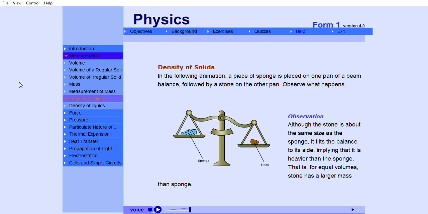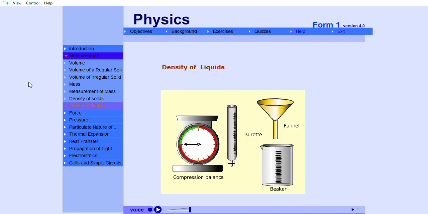In the next activity, calculate the ratio mass to volume for the pairs of values given and complete the third column of Table 1. Compare your results with those in Table 2. Density of liquids.